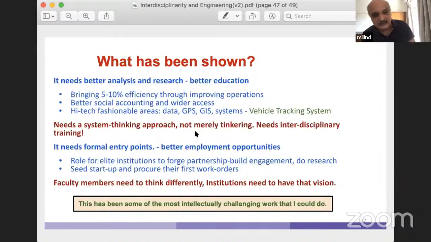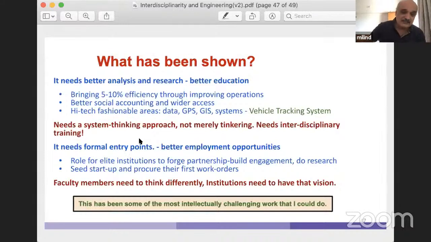We need to tell students that it's okay to spend a day at the bus station just observing people. What do they do? Observing students. We should be free to give credits. So if a student from computer science sits and rides the bus just to understand what choices people make, that's fine. And secondly, it needs formal entry points, as I said.